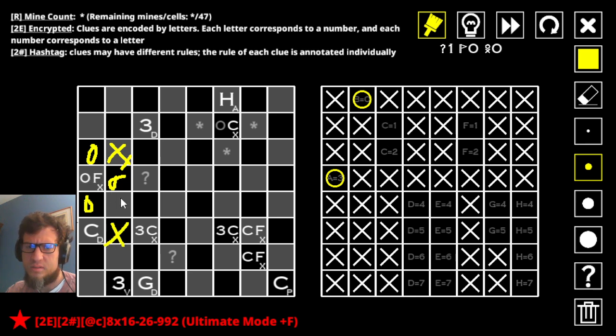So if the F is... Oh, wait, no. If the F is 1, then that's not a mine. But the C only has 1 space, so that's impossible. But if the F is 2... Okay, so here and here, the F is 2. And C is 1. And if C is 1, this happens. Okay.